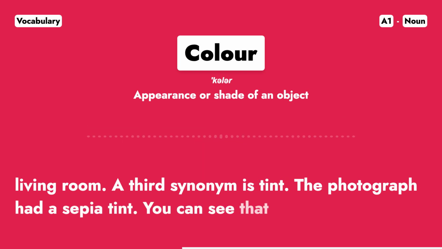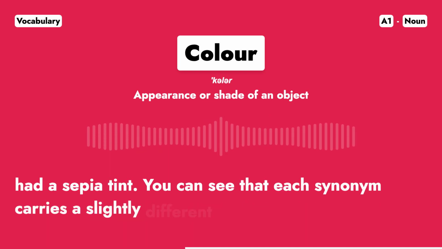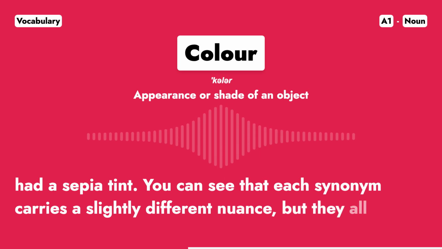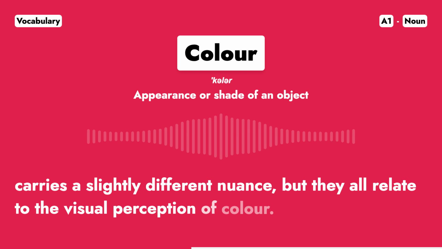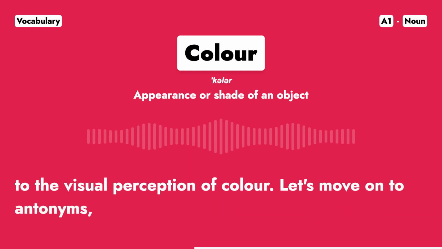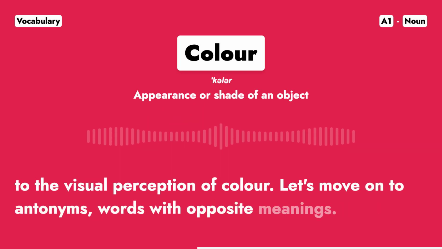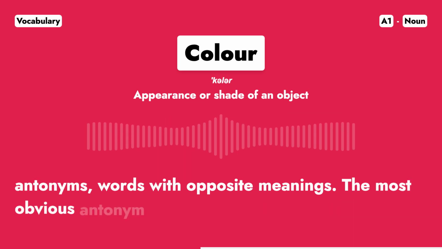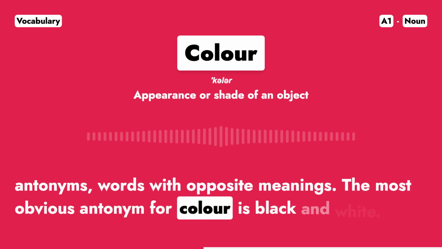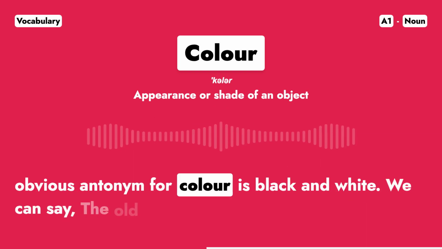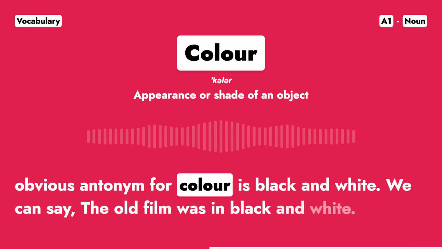You can see that each synonym carries a slightly different nuance, but they all relate to the visual perception of color. Let's move on to antonyms, words with opposite meanings. The most obvious antonym for color is black and white. We can say, "The old film was in black and white."